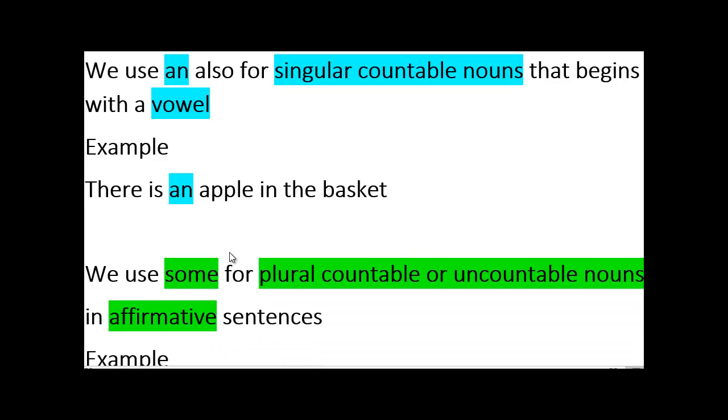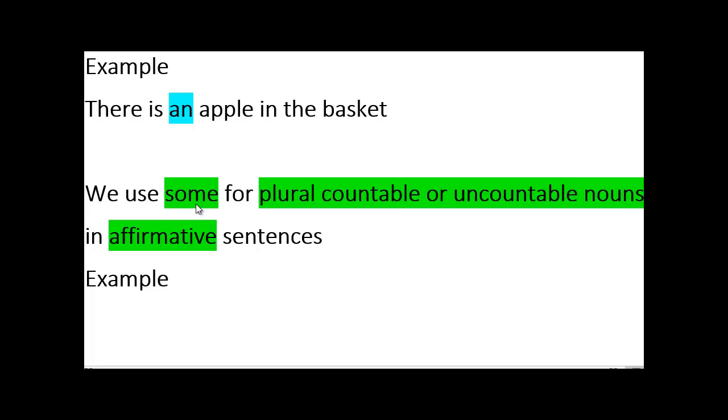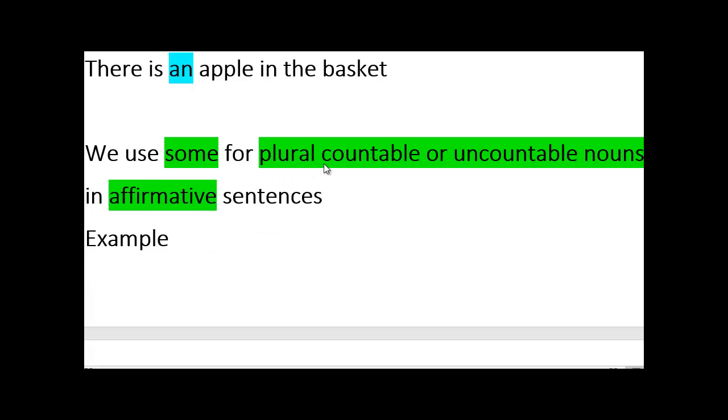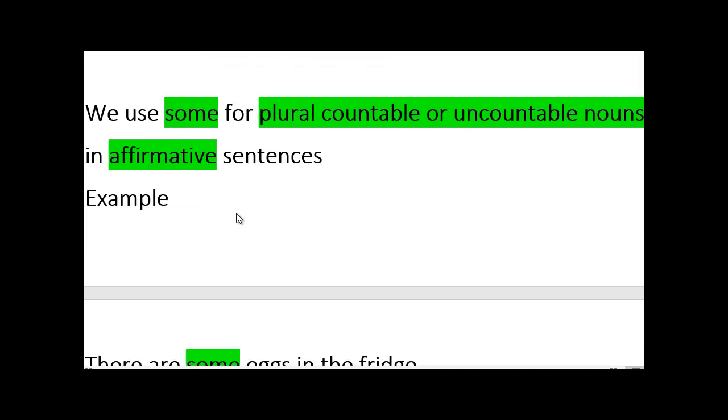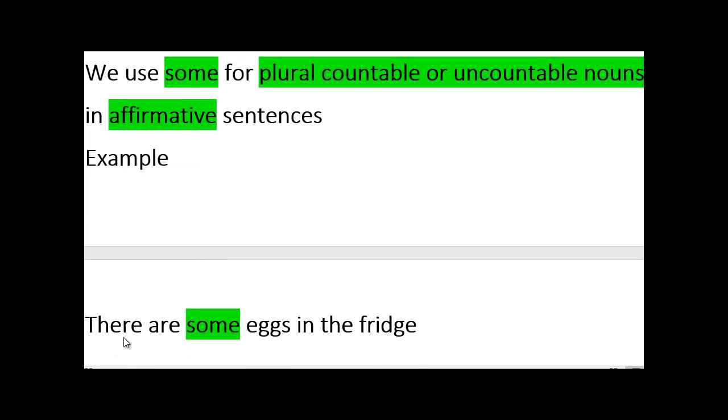Okay, now moving on, we use some for plural, countable, or uncountable nouns in affirmative or positive sentences. Okay, here's an example. There are some eggs in the fridge. We have eggs, are plural and eggs are countable. We can say half a dozen eggs, 2 dozens, whatever. And eggs are nouns, okay? And the sentence is positive.